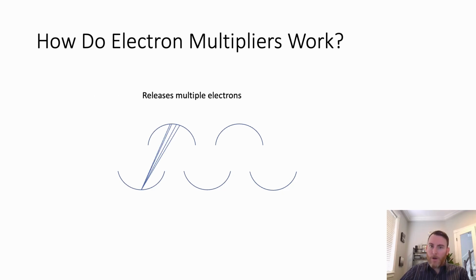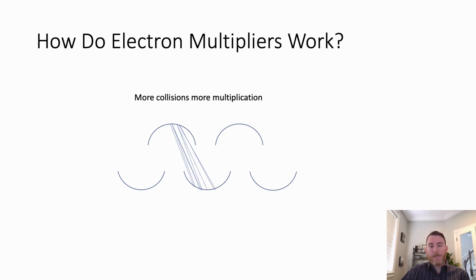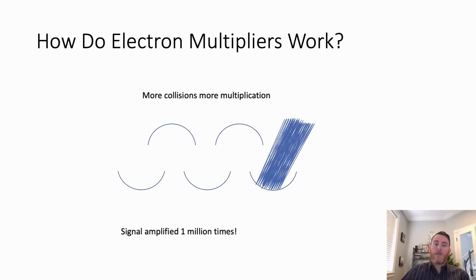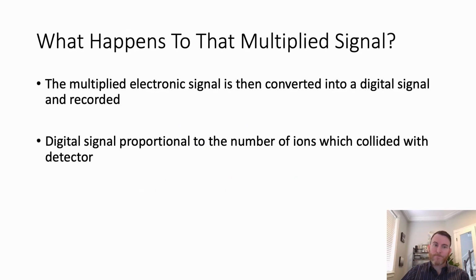And again, the angles are optimized so those showers of electrons hit another one of these optics, and you can see very rapidly you multiply your signal, usually around 1,000,000 times. And then that signal, which is an electronic signal, is converted into a digital signal and is recorded. The signal is proportional to the number of ions colliding with the detector. It's not one-to-one, but it is very proportional. If you double the number of ions that hit the detector, you double the signal, or at least that is the intent.